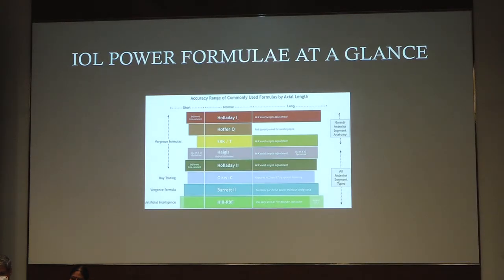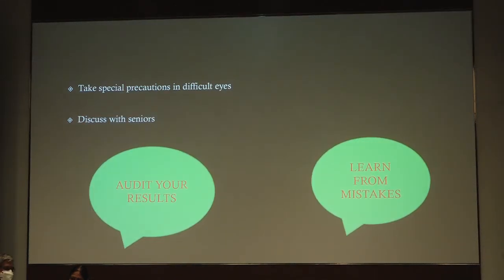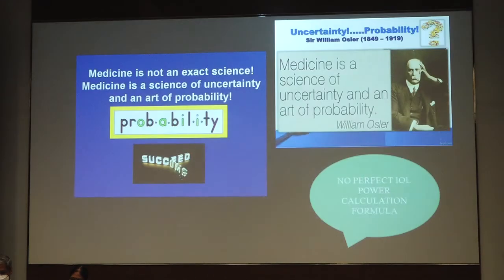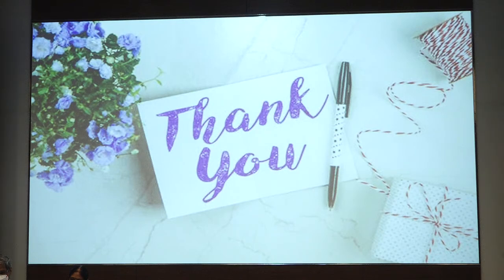So this is the IOL power formula at a glance. To sum up, thorough history and a good examination, good patient counseling, opt for optical biometry where possible, take multiple readings, and an appropriate IOL power calculation formula is the key to success. Audit your results, learn from mistakes, discuss with seniors, take proper special precautions in difficult eyes. Thank you.